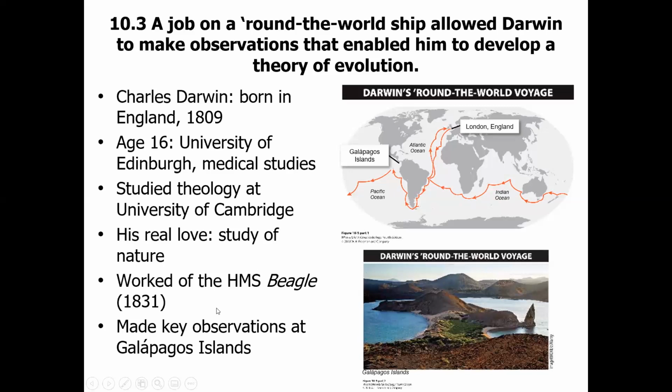Ultimately, Charles Darwin's big observations were on the Galapagos Islands. The Galapagos Islands is this little dot of islands in the area just off the coast of Ecuador of South America. So that's where the big revelations that Charles Darwin had were.